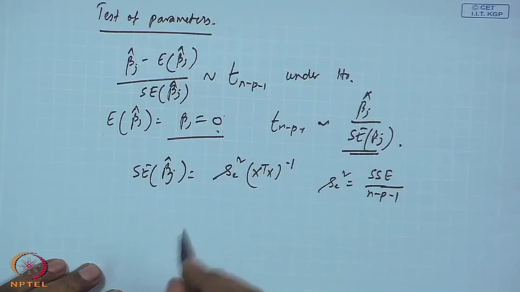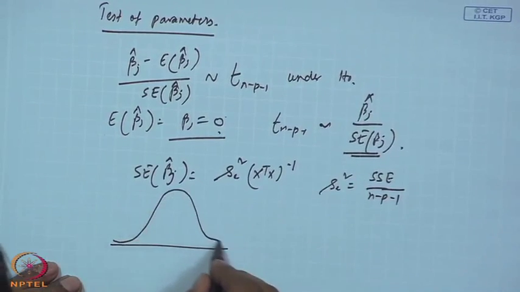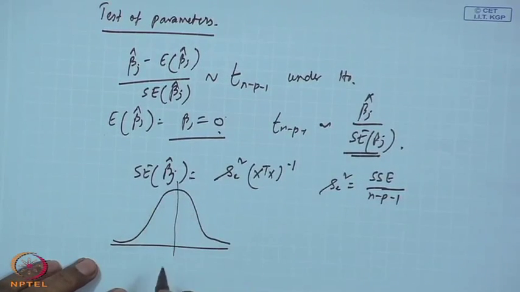There are, I think, non-significant. So, sir, is there any threshold value of probability that we can say this? Yes, that is 0.05, not 0.5. What do we say? This is your t distribution. So, this is the mean value of beta under H0, beta j equal to 0.